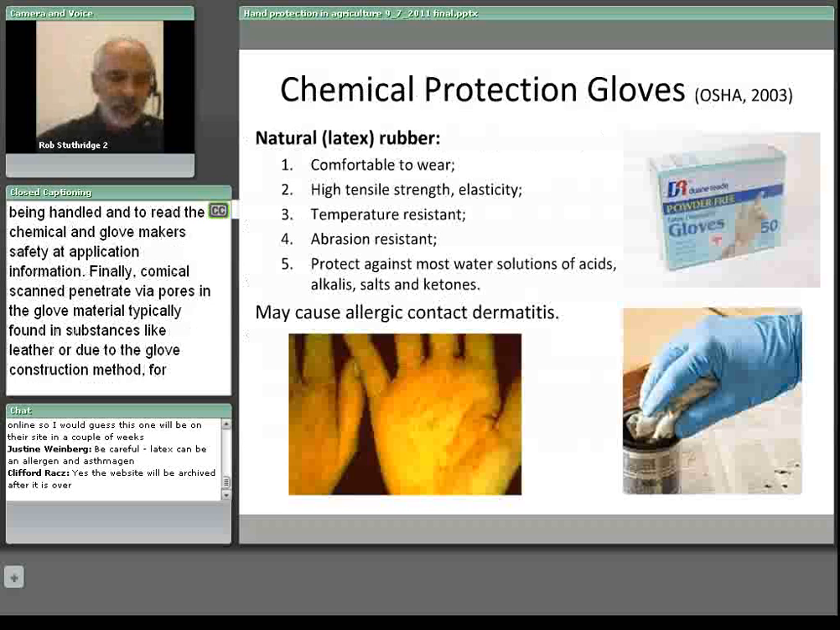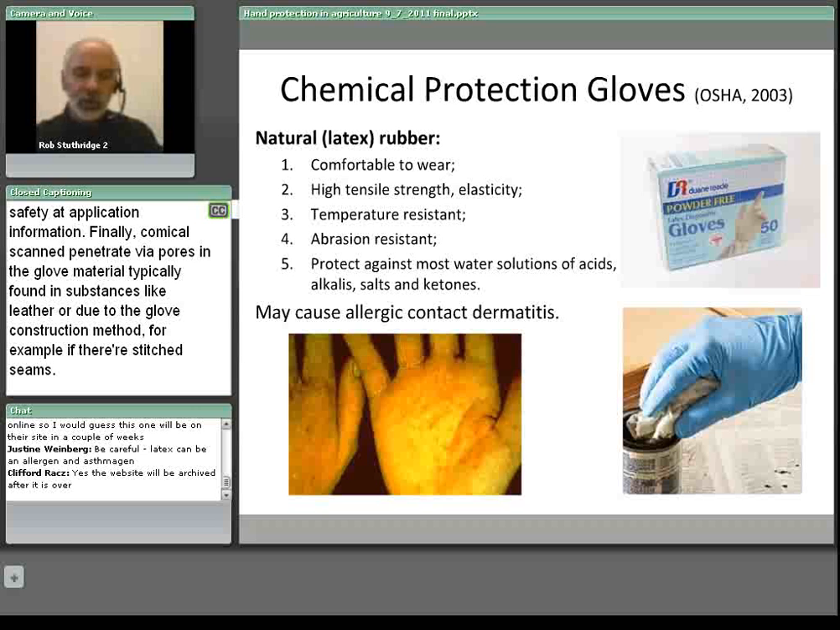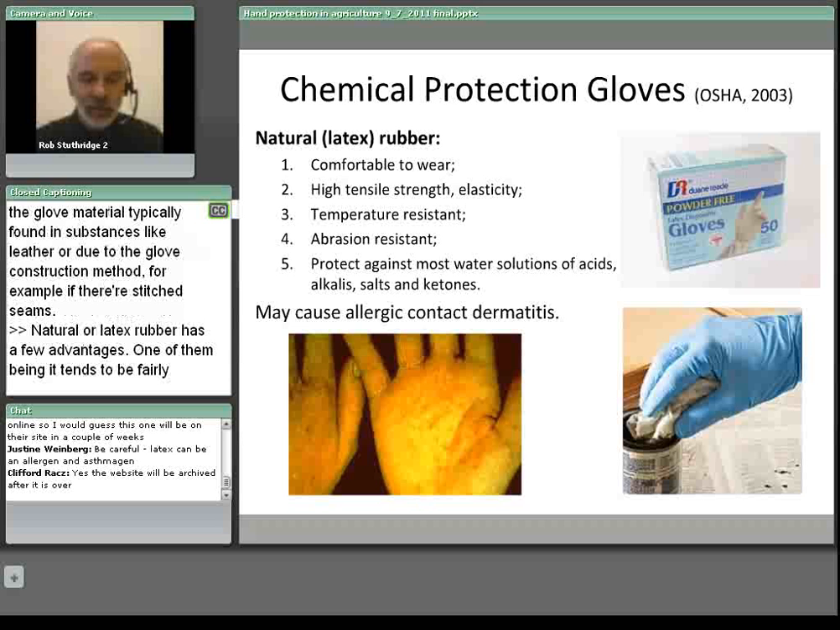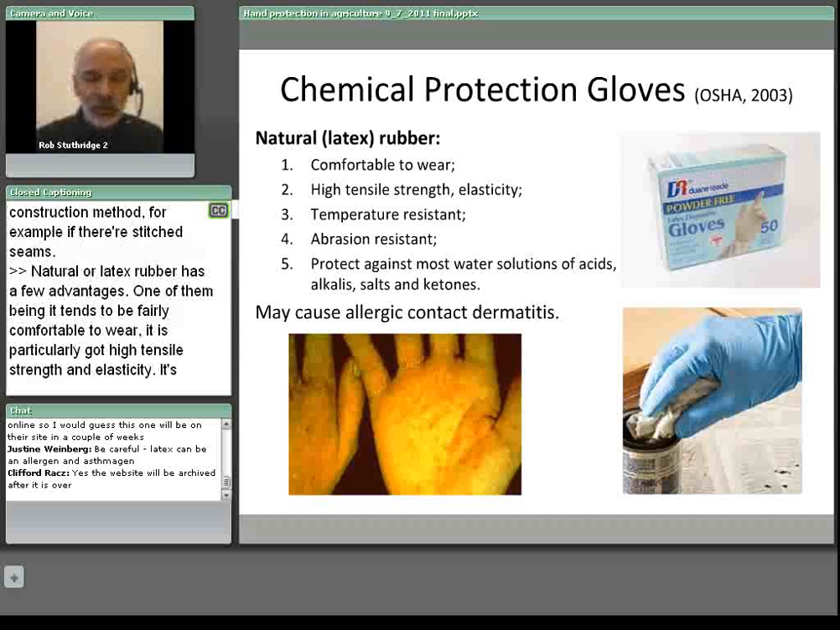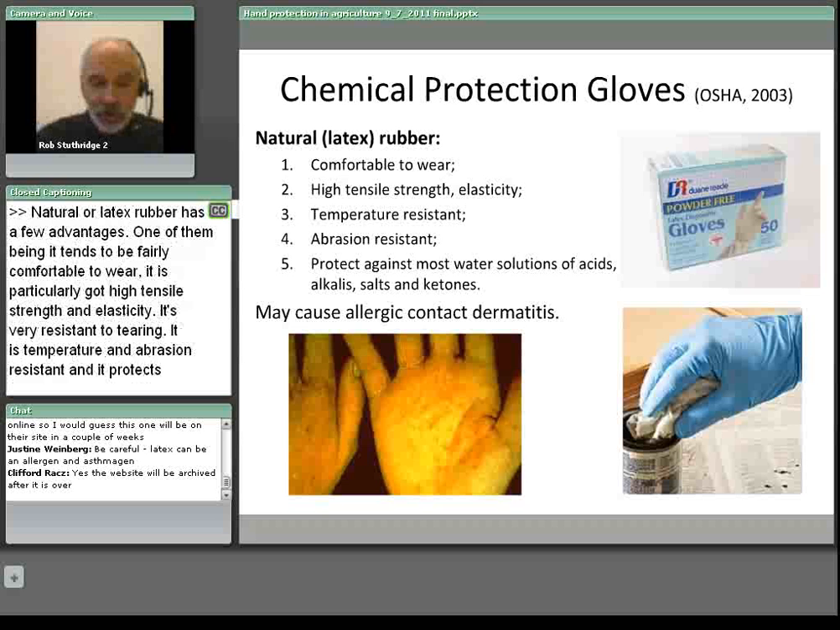Natural or latex rubber has a few advantages, one of them being that it tends to be fairly comfortable to wear. It's particularly got high tensile strength and elasticity, so it's very resistant to tearing. It's temperature and abrasion resistant, and it protects against most water solutions of acids, alkalis, salts, and ketones. On the downside, latex rubber is known to cause allergic contact dermatitis in some individuals, which we'll consider in more detail shortly.